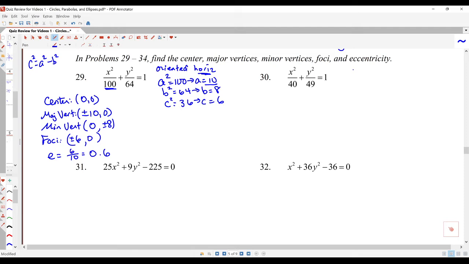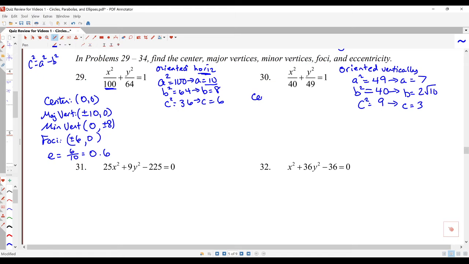All right, looking at number 30, because the larger number is underneath the y, this is oriented vertically. a squared is 49, so a is 7. b squared is 40, so b is going to be the square root of 40, which simplifies to 2 radical 10. And c squared equals a squared minus b squared, or 9, so c is 3.